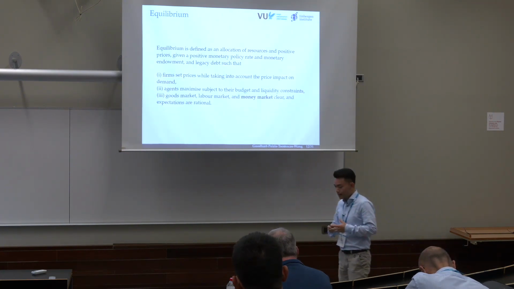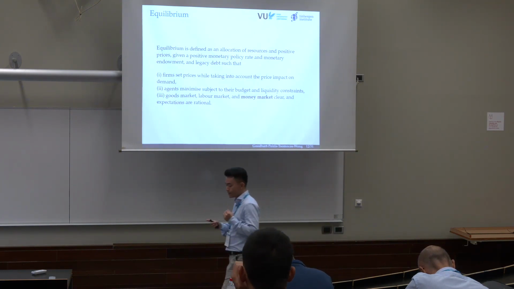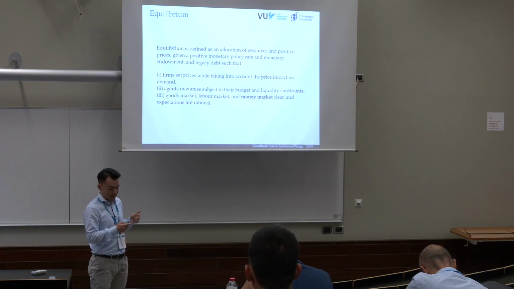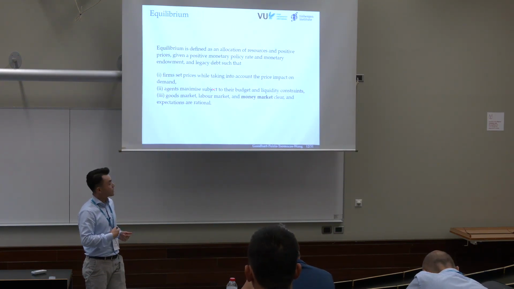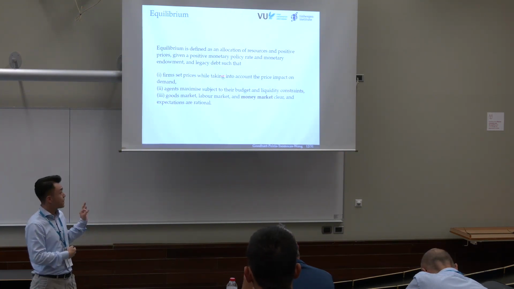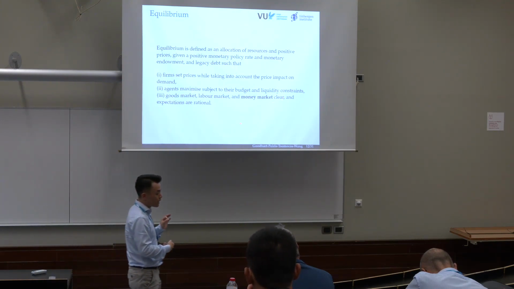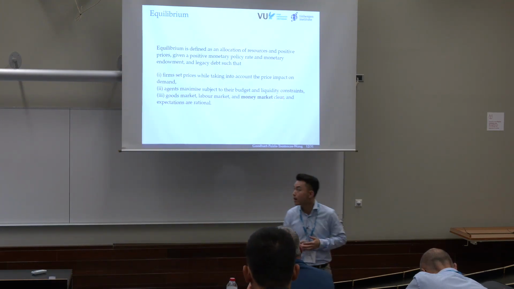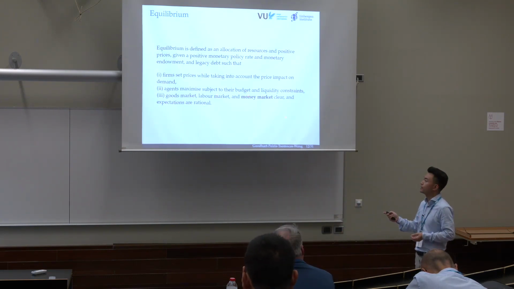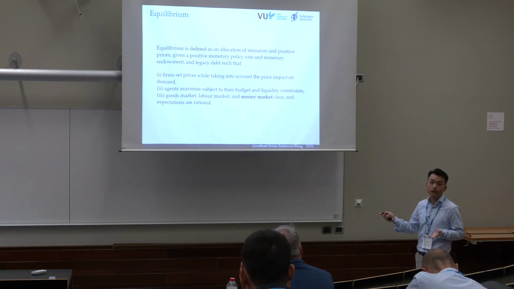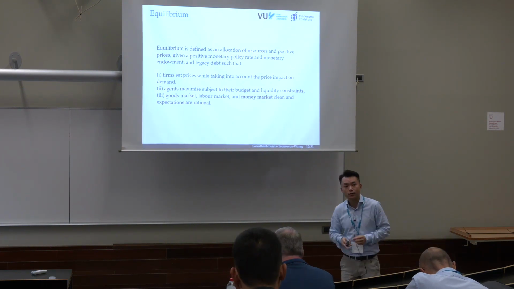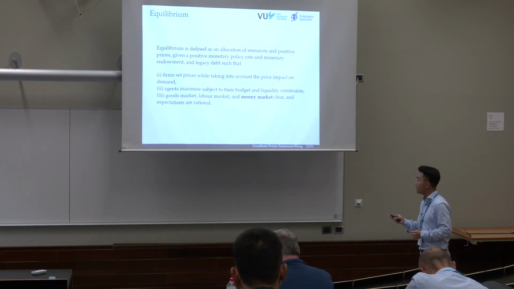Equilibrium is defined as an allocation of resources, given positive prices and positive interest rates, monetary endowment and corporate legacy debt, such that the firm sets prices while taking into account the price impact on the demand. So there's a markup between product price and wages. Agents maximize subject to the budget constraints and liquidity constraints. Goods market, labor market, and in particular the money market also clear, so we can obtain analytic solutions as well as output.